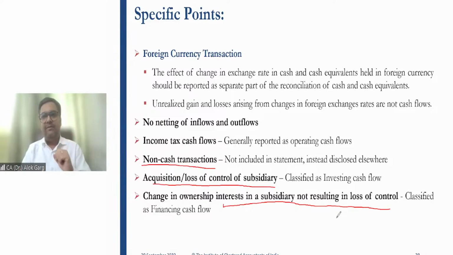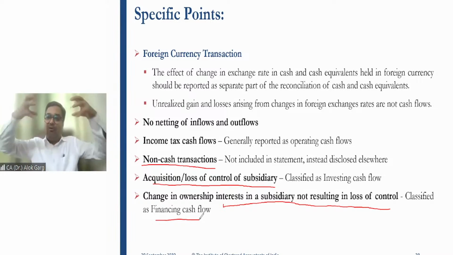Means one thing is very clear. It is a strategic investment and the company wants to keep that entity as a subsidiary. The company wants to keep the control with it. But since the company needs money, that is why the company is selling a partial stake. So if there is a change in ownership interest which is not resulting in loss of control, it will be considered as a financing activity. It means from the sale of that 30%, the company is funding the operations of the entity, right? You understand?